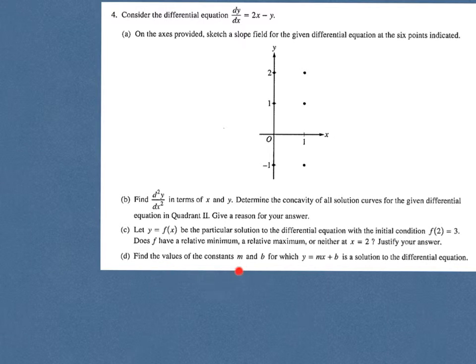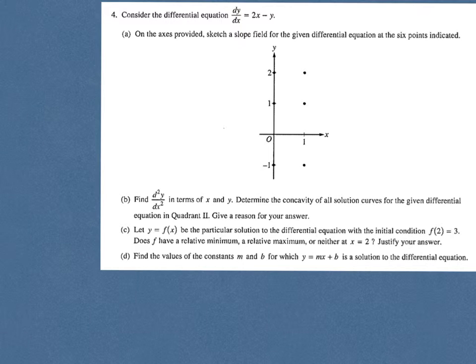And then here, find the values of the constants m and b for which y equals mx plus b is a solution to that differential equation. Remember, dy/dx equals 2x minus y. So you've got 2x. If y equals mx plus b is a solution, just put that right up in there. And you know dy/dx on this one, the derivative of that is just going to be m. So that gives you an equation that you can then try to solve. So that really gets you through question 4.